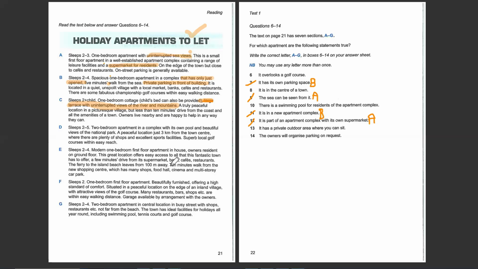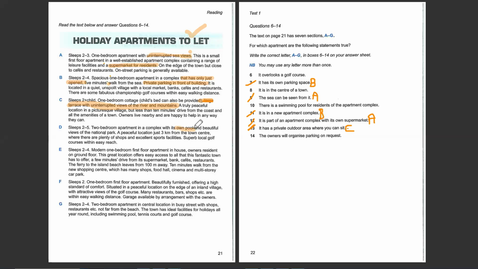If you see, it's talking about large terrace with uninterrupted views of the rivers and mountains, which goes to 13. So 13 is the large terrace, which means a private outdoor area where you can sit. So option C will go for Roman number 13. So statement 13. Sorry. Now the remaining ones are statement 6, 8, 10, and 14. And we have only 4 more paragraphs left. D paragraph sleeps 2 to 5, 2 bedroom apartment in a complex with its own pool. Okay.